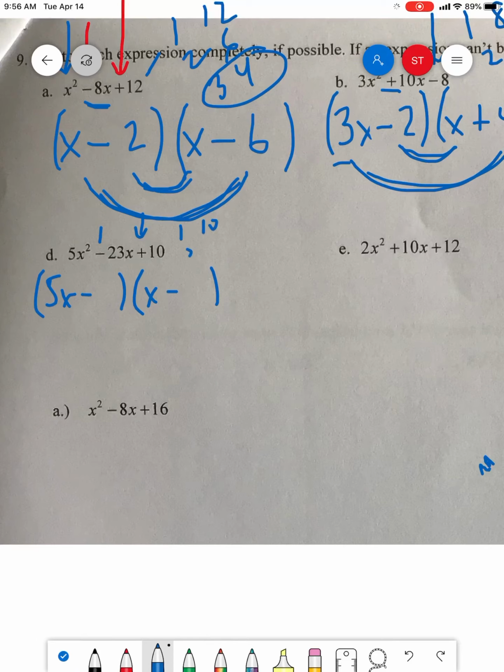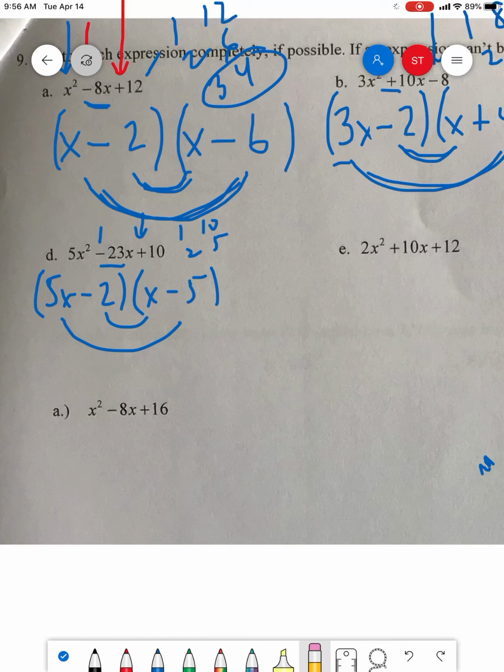Oh, I can see this one a mile away. They're going to trap you here. 1 and 10. So let's try 2 and 5. Now, some of you might be saying that's going to do it. But negative 2x minus 25 is negative 27, not negative 23.